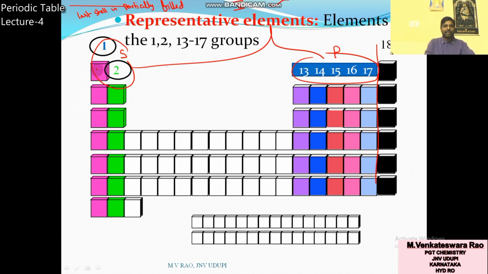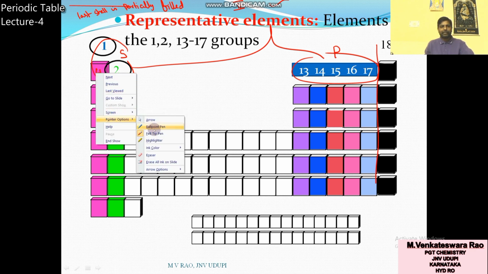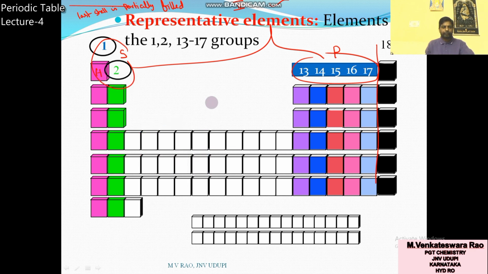So what is the first element? H. The first element is H. The first representative element is hydrogen. Now we can tell the second group: lithium, sodium, potassium, rubidium, cesium, francium. For all these elements the configuration is ns1.